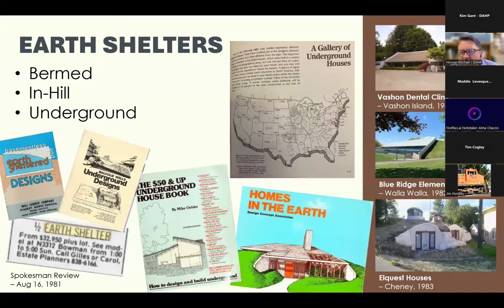And this is a map that I found in a magazine that's talking about where all the underground dwellings are. And you can see in Washington, there's quite a few in terms of some of the other states, but the Midwest is the place to be if you want to live underground.